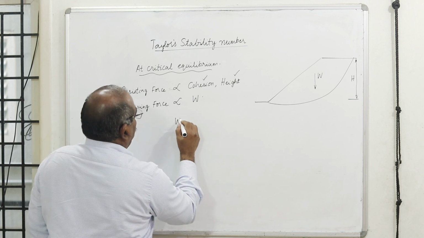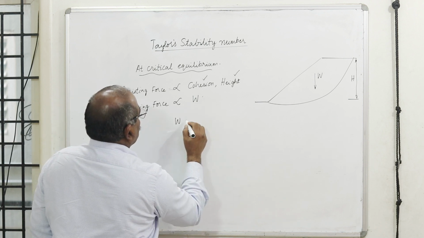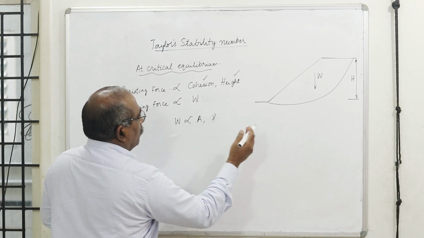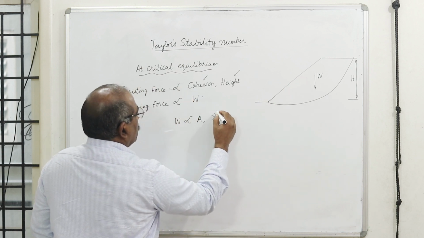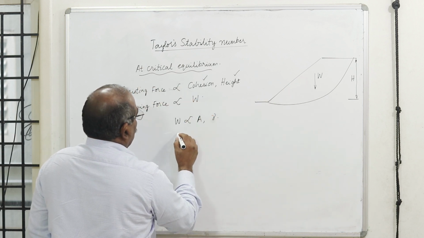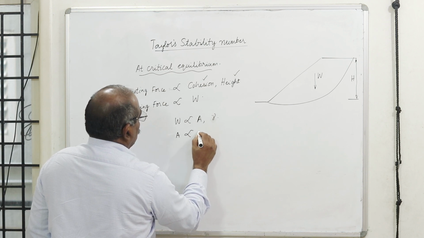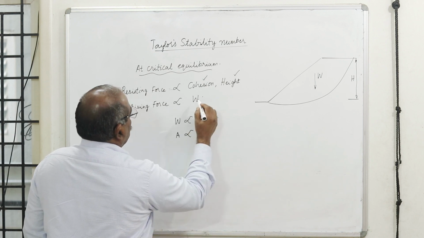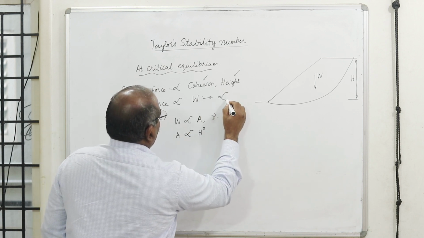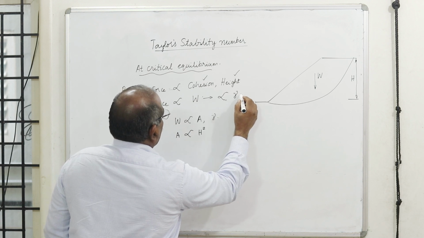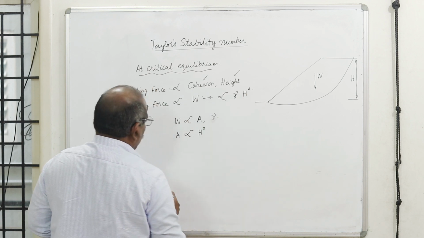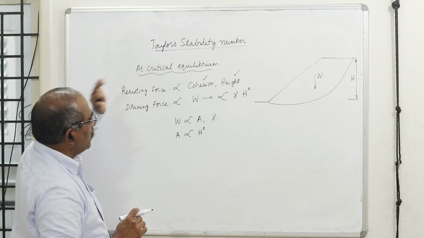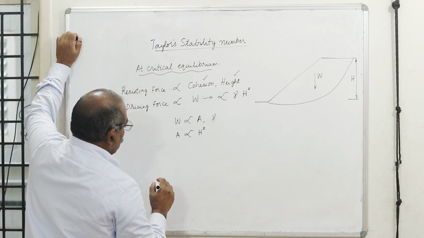Okay, now weight is proportional to the area and the unit weight, because the more the unit weight of the material, if this increases, the weight increases. And area is proportional to the square of the height, meaning it is a dimension squared. Therefore, this is in turn proportional to the unit weight and h square. This is the force which is creating instability. This is the force which is trying to stabilize or restrain it from failing.